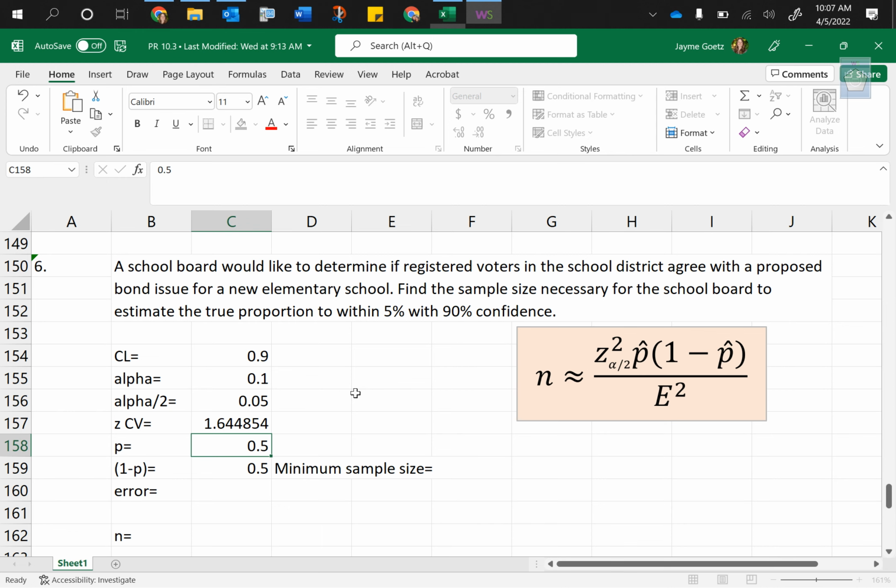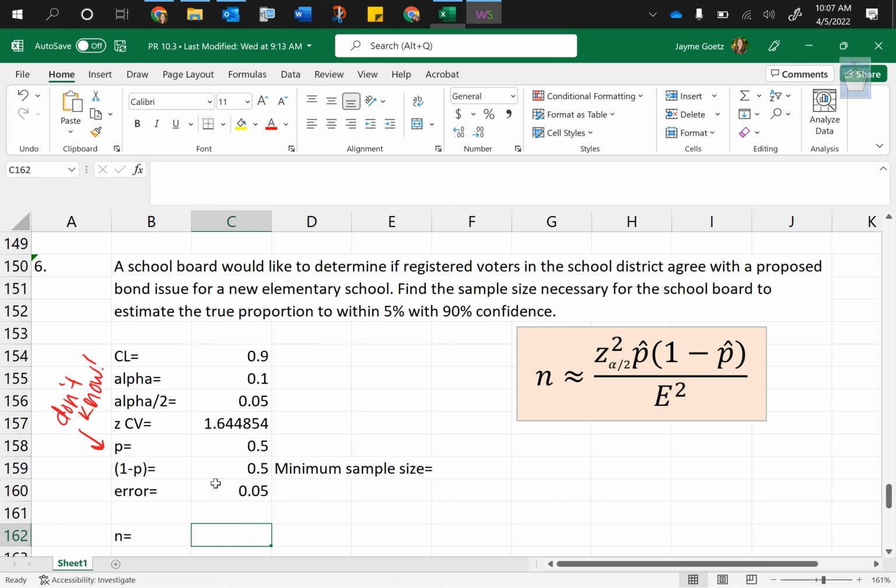Which means, what's my 1 minus p hat? 0.5. So I'm going to draw a note here, and I'm going to say, we don't know. And since we don't know it, that's why it's 0.5. What's my error? 0.05, yeah. Let's see now if we can calculate.